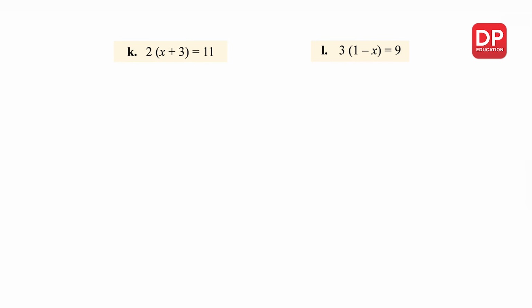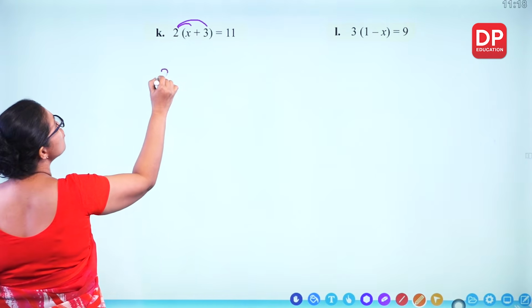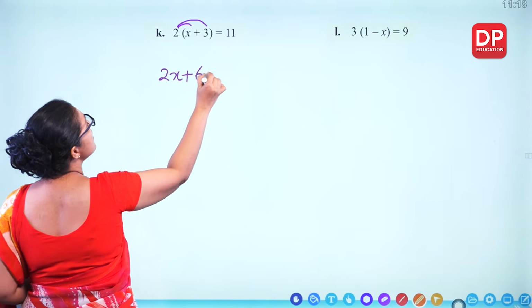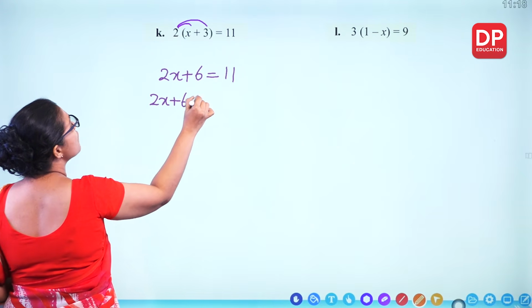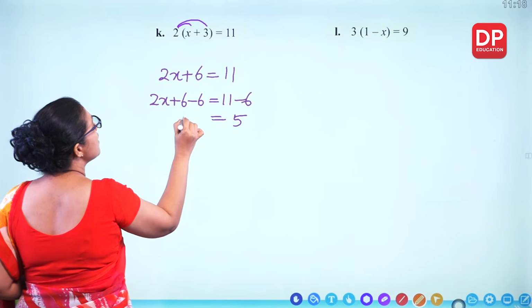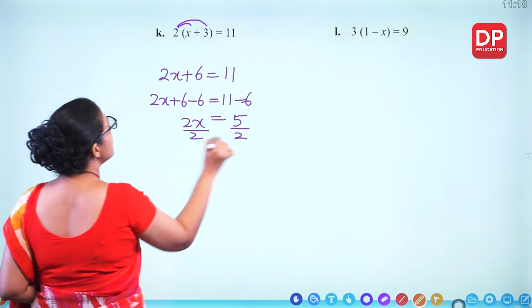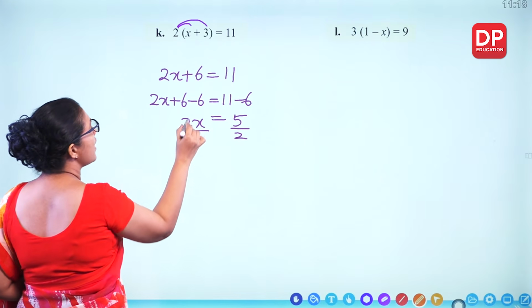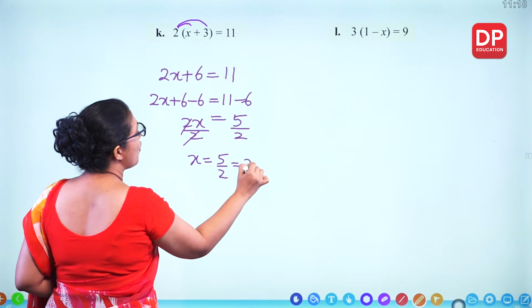This one, brackets. You have to expand brackets. 2x plus 6 equals 11. Now subtract 6 from both sides. You get 5 equals 2x. Now divide this by 2. x becomes 5 over 2 or 2.5.